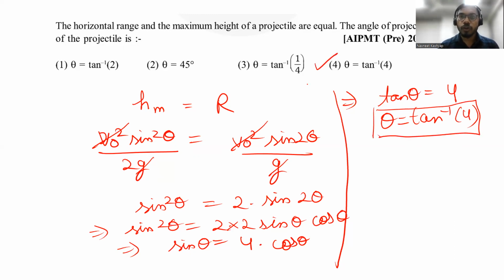So whenever we want the range and maximum height to be equal, the angle will always be this specific angle, tan inverse 4, no matter what the velocity is or what the shape or size of the projectile is, if it is only moving under the action of gravity. So that's it for this class.